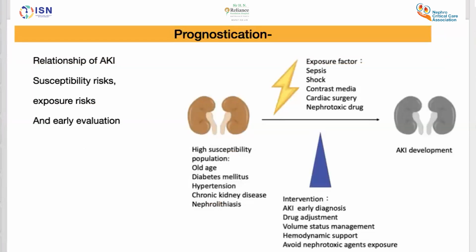The prognostication of this acute kidney injury: there is a high-risk, highly susceptible population like those with old age, diabetes mellitus, hypertension, chronic kidney disease, or nephrolithiasis. Plus, such a population exposed to factors like sepsis, shock, contrast media, cardiac surgery, and nephrotoxic drugs is more prone to acute kidney injury. If we do early diagnosis of acute kidney injury, drug adjustment, volume status management, or hemodynamic support, and avoid exposure to nephrotoxic agents, we can decrease the risk of acute kidney injury.